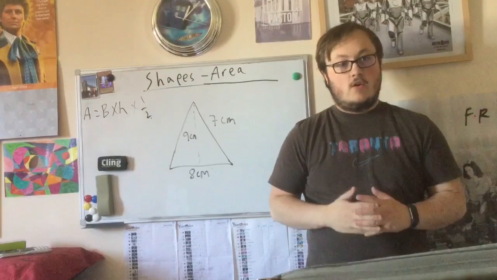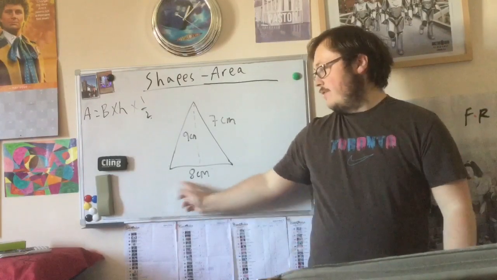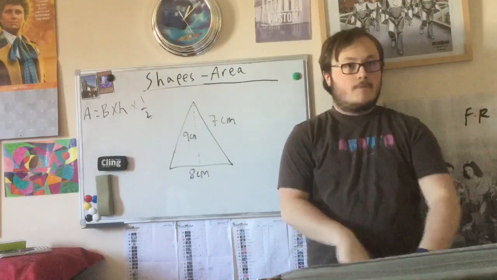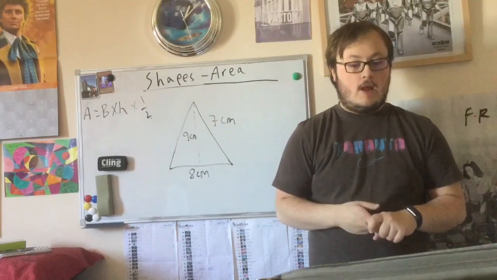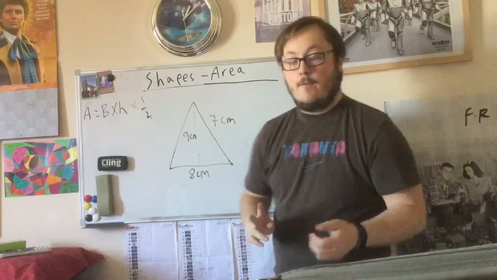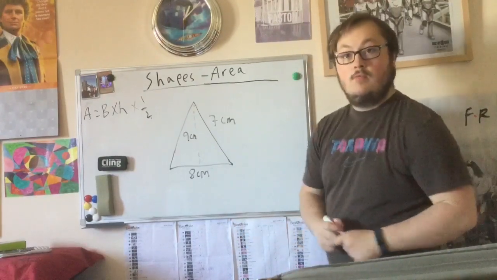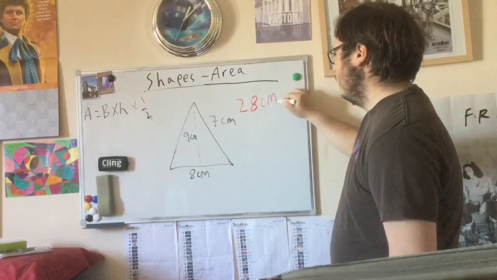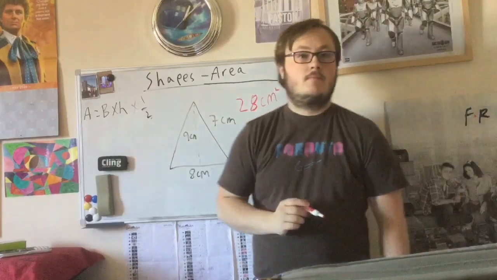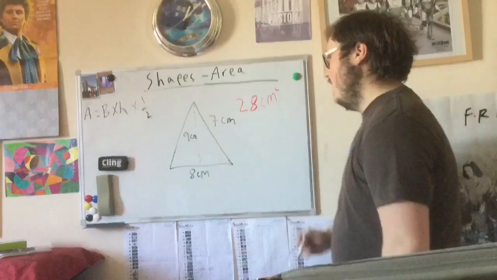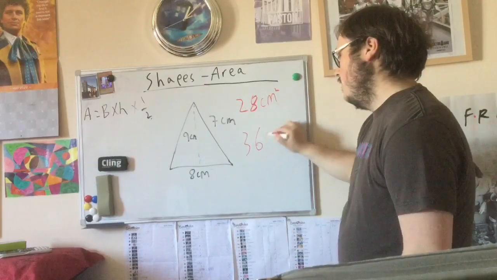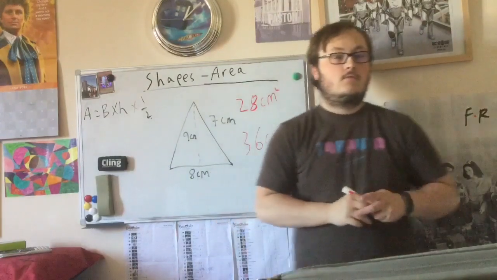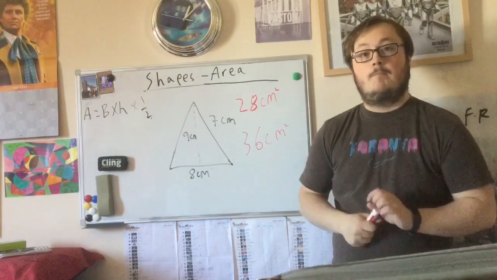I have this triangle and we have three measurements. We have this line of 8, we have this line of 7, and this dotted line of 9. I want to find the area of this. Now, some people would have gotten an area of 28 centimetres squared. Other people would have gotten an area of 36 centimetres squared. Which one's the right one?